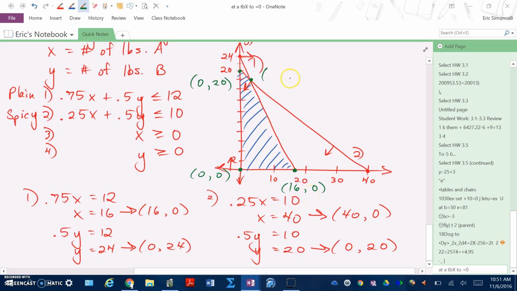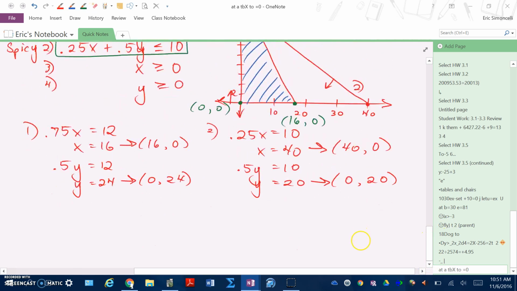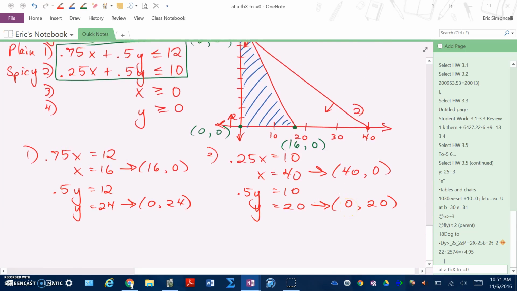The only ordered pair that's not as easy, just by looking at it, will be this point right here. But I can go ahead and use either substitution or elimination with line 1 and line 2. Frankly, I think elimination might be best. Taking 0.75x plus 0.5y equals 12, and 0.25x plus 0.5y equals 10.